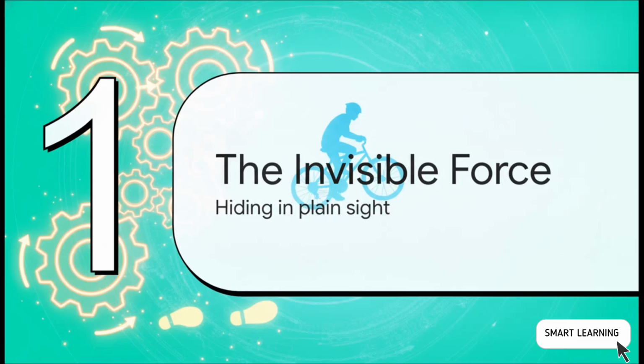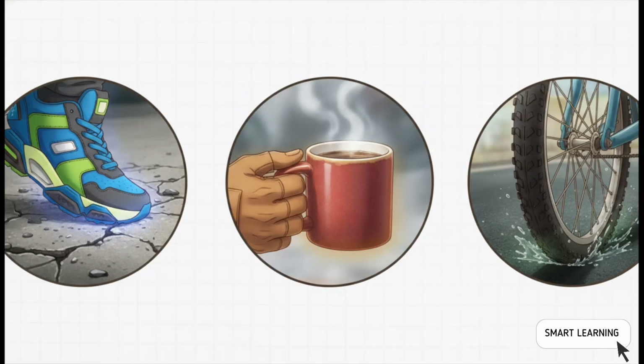The invisible force, hiding in plain sight. So, the direct answer to those everyday mysteries? It's friction. It's this omnipresent force that dictates exactly how we interact with the world around us. But to really get why it's so inescapable, we kind of have to zoom in.